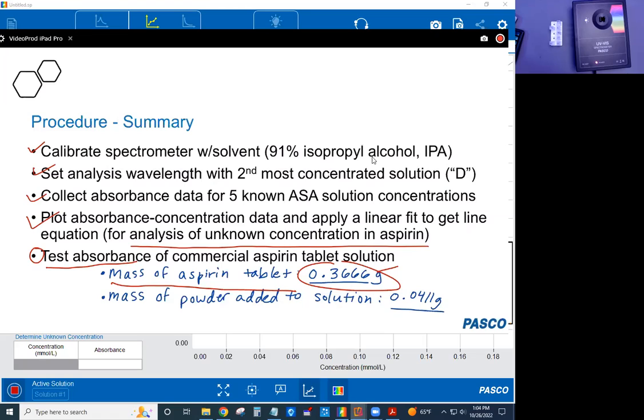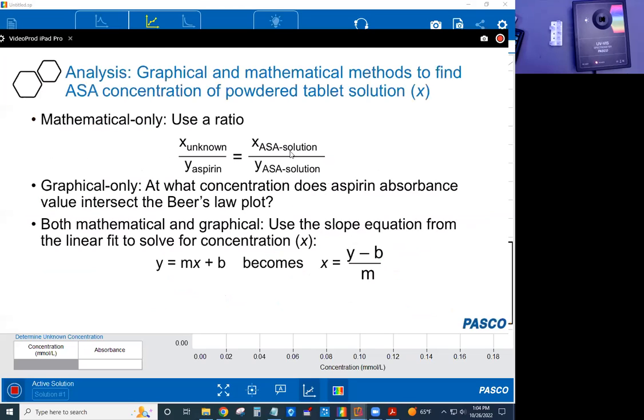And then we're going to record this number 2. How much powder did we actually add to the solution? On my balance, I got 0.0411 grams. Okay. So the next thing we do is we're going to go back into spectrometry.